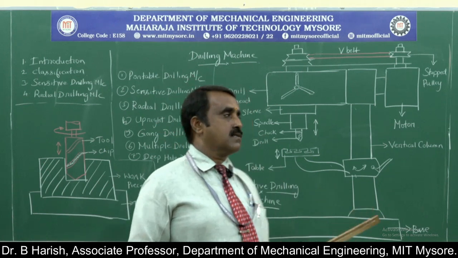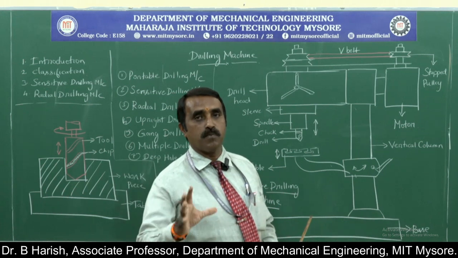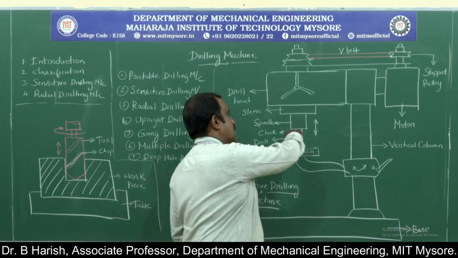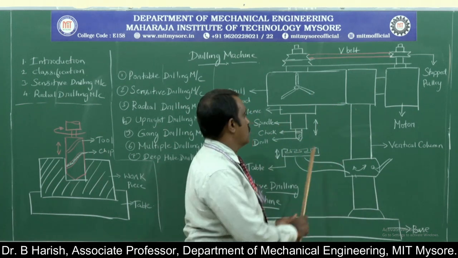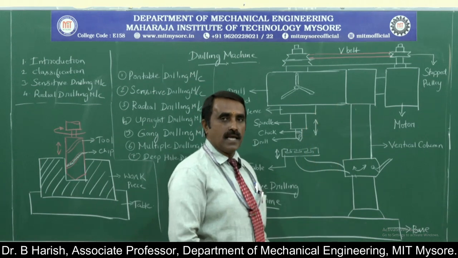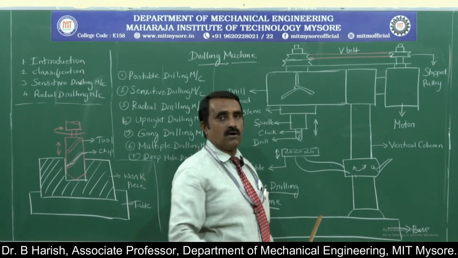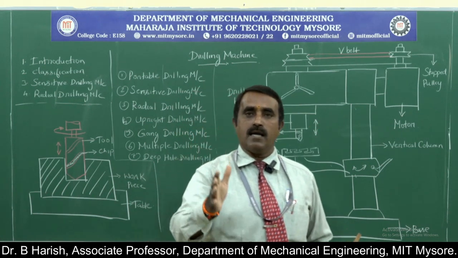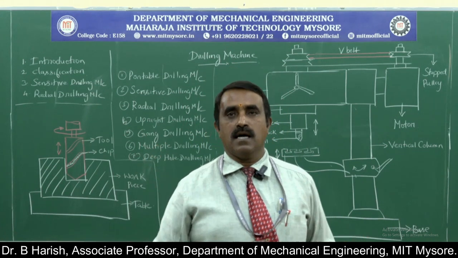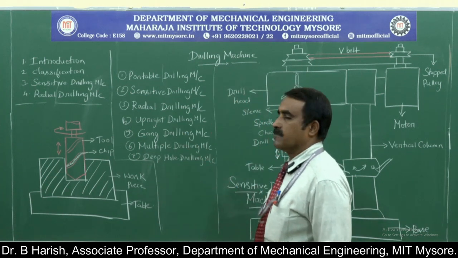So when that is the case, we use the gang drilling machine. Gang drilling machine means group. We will have 3 to 4 spindles connected to individual motors. Here we have only one spindle, but I can have 4 spindles. Each spindle will be rotating individually with a separate motor on it. Hence, I can perform different operations in a single stage. That is called a gang drilling machine.